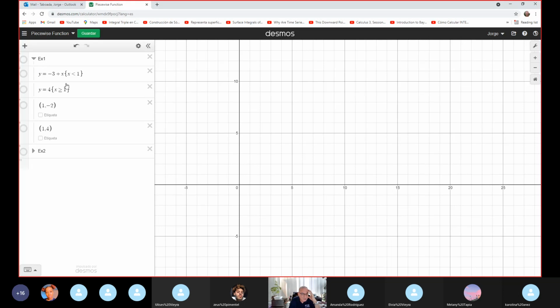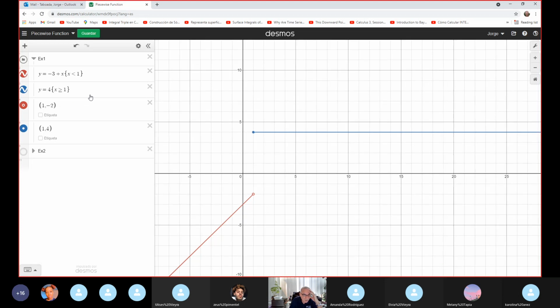Look. The way to indicate a condition in Desmos is, look at that, you copy y equals -3 plus x. You open this curly bracket and you put a condition. Look, this is the line, the red color. This is the piece that corresponds with the line. This is the piece that corresponds with the constant function, y equals 4. And super important, the point. This point is full and this point is empty.